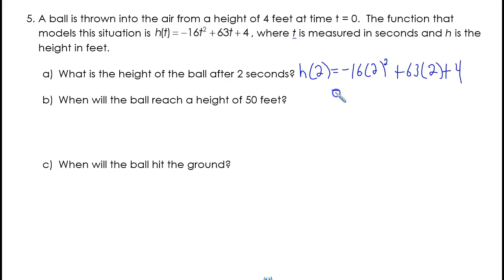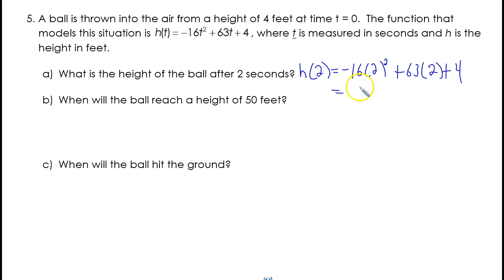This might be a good opportunity for you to just put all that in your calculator. You can try to do it in your brain. I don't have a problem with that. But I'm going to use my calculator here. It might take me just a second. So I've got negative 16 parentheses 2 close parentheses squared plus 63 parentheses 2 plus 4.